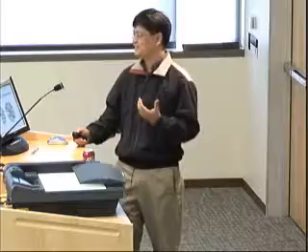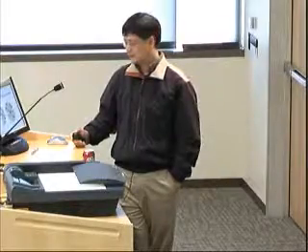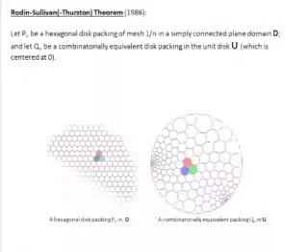Let's see. So basically, this is built on what Ken has already described: the relationship between circle packings, which we want to call disk packings for simplicity of definitions, and conformal maps. So basically, how disk packings can approximate conformal maps. So here was the original theorem.